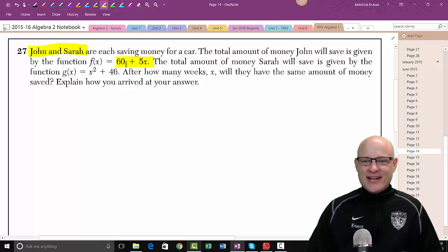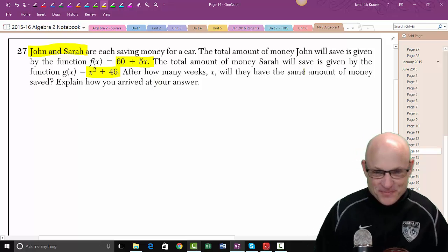And Sarah will be saving function x squared plus 46. How many weeks x will they have the same amount of money saved? Explain how you arrived at your solution.